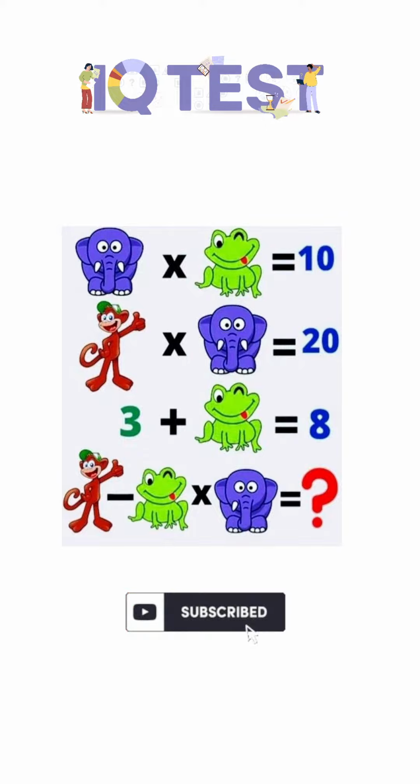All right, so let's have a look at it together. From here, they say 3 plus the frog is equal to 8, so the frog is 5. Now that we have the frog, we know that the frog multiplied by the elephant is equal to 10, so the elephant is 2. The blue elephant is 2.